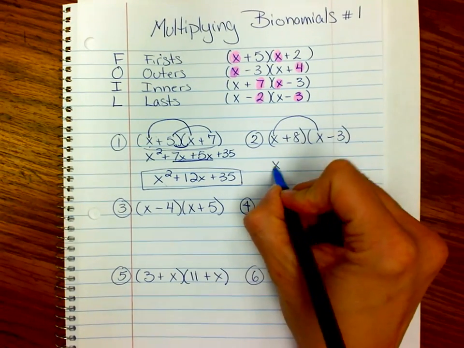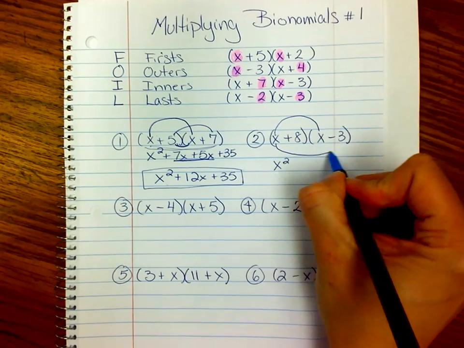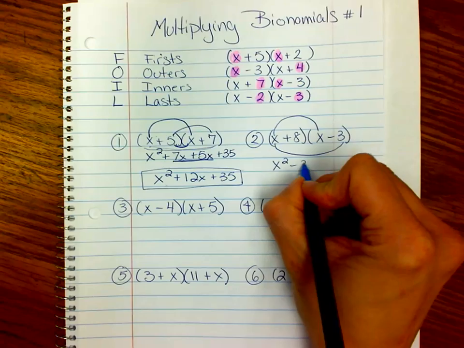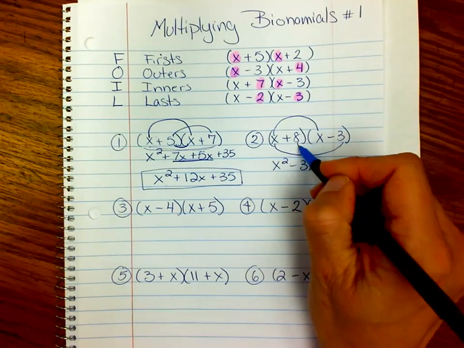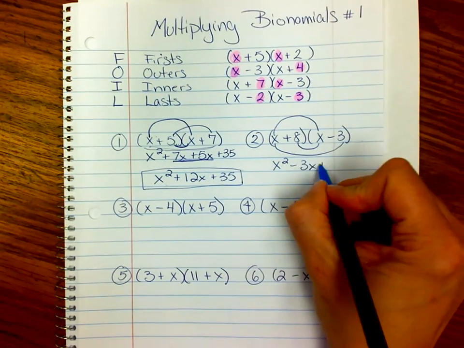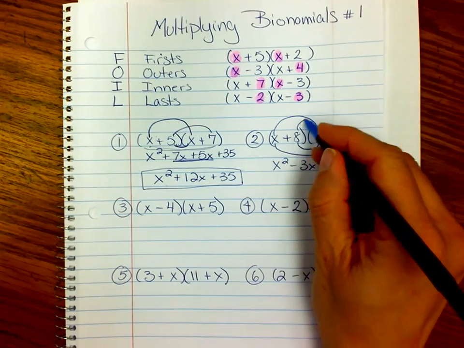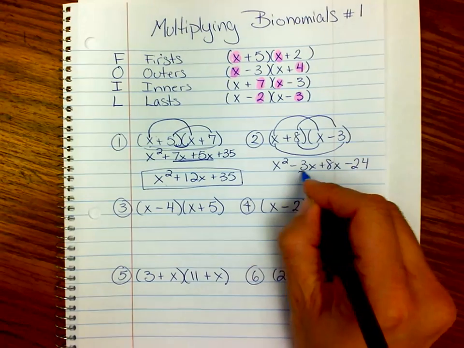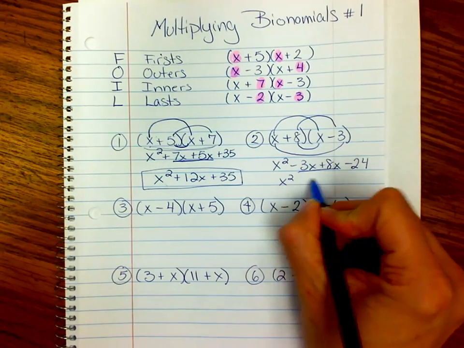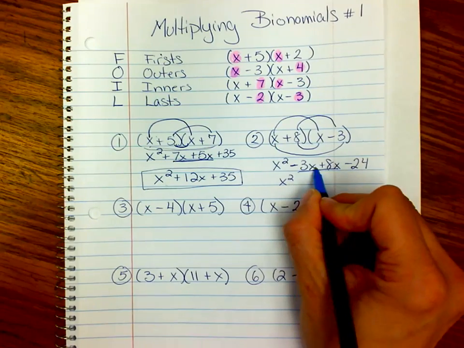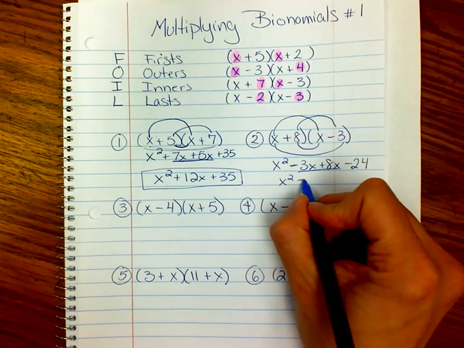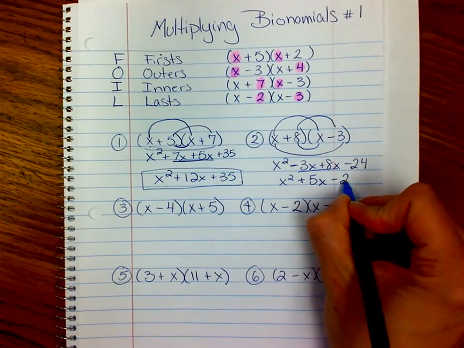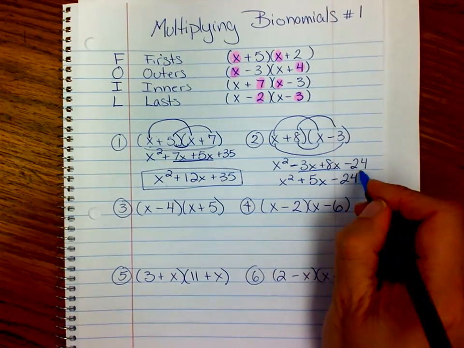Firsts, x squared. Outers, watch the signs. This has a negative sign, so it's x times negative 3. So that's negative 3x. Inners, that's 8 times x. 8x, and lasts, that's negative 24. So now these are like terms, so we're going to combine those. 8x minus 3x, or negative 3x plus 8x, whichever way you prefer. Just watch those signs. Use a calculator if you're not good at it. And that's our answer.